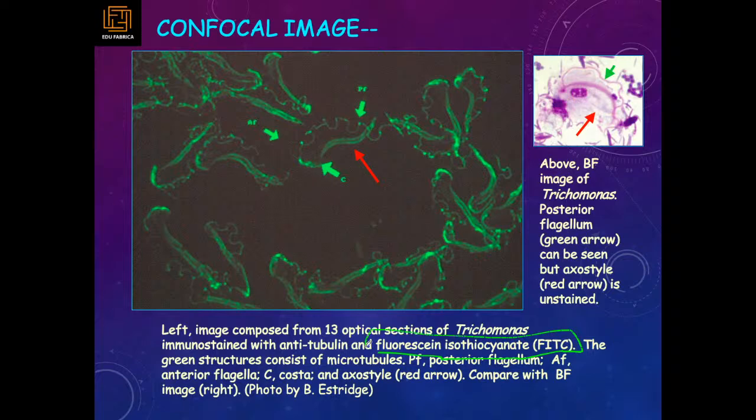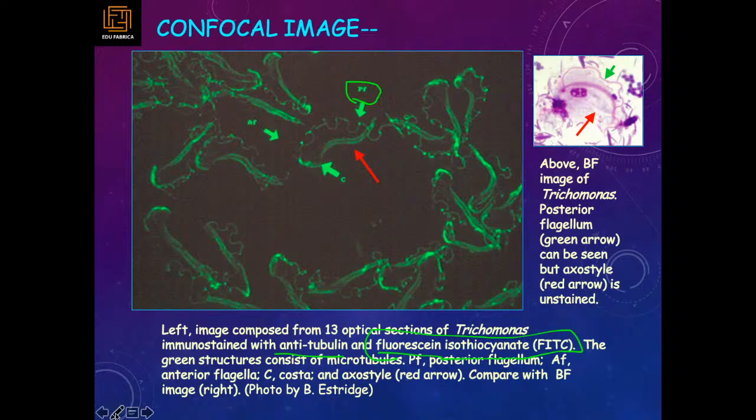Fluorescein isothiocyanate, that is your FITC. And we have stained them with the antitubulin and this FITC. What we are seeing, these green structures, are your microtubules. So all these structures that we are seeing are microtubules here. PF is your posterior flagellum.